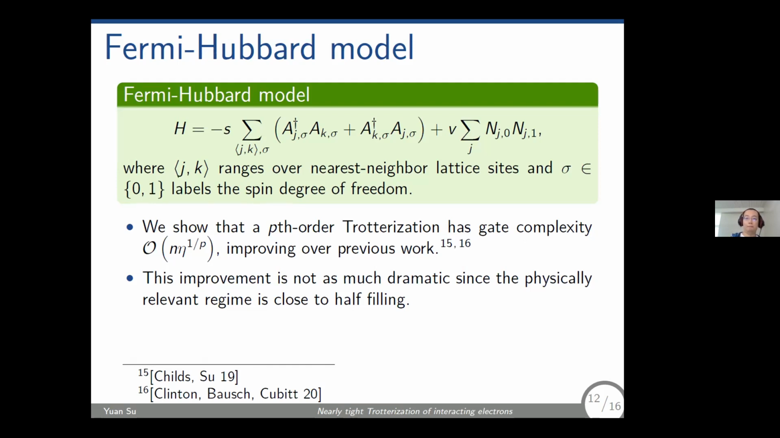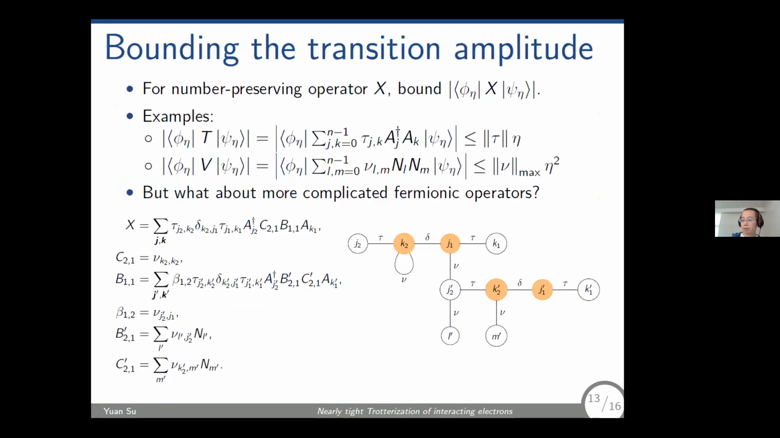Okay, so I think I still have a few minutes, so let me try to say something about the technical parts. If you still remember, the main goal that we want to achieve here is to estimate the transition amplitude of fermionic operators. We have already seen how to do that for some simple quadratic fermionic operators. For example, we have this T part. We can just bound it by the spectral norm of tau times eta. When we have the V part here, we can just upper bound it by the max norm of mu and then eta squared.